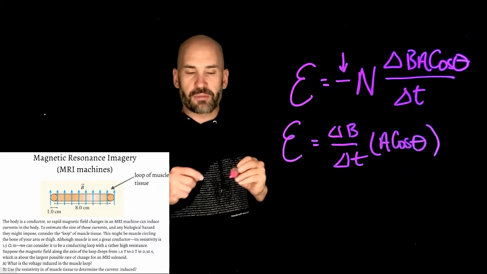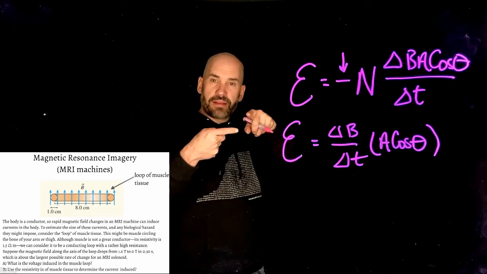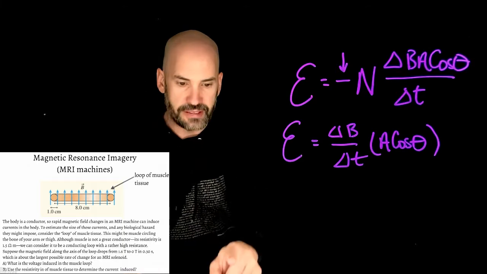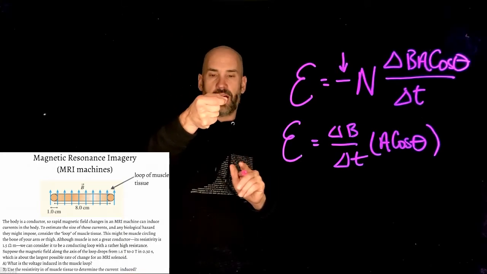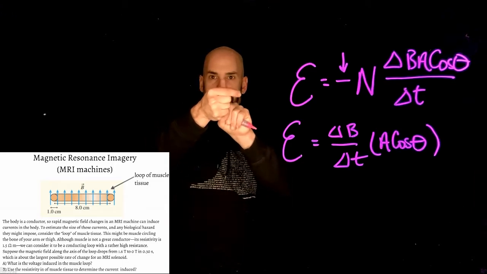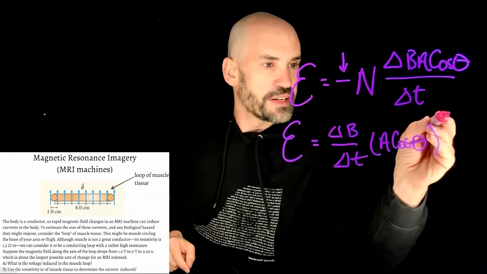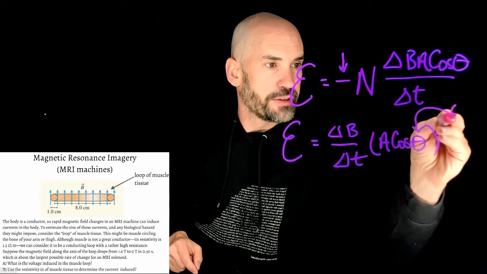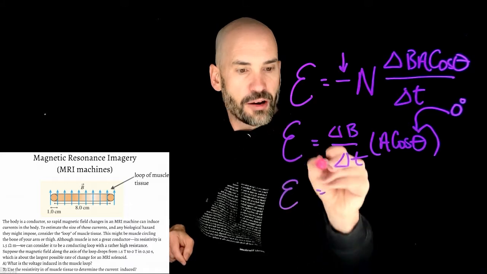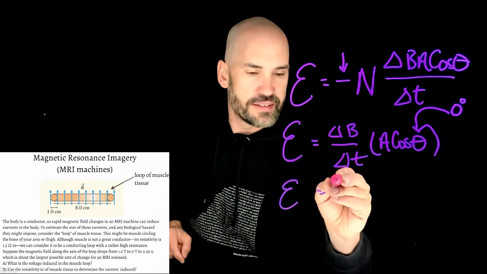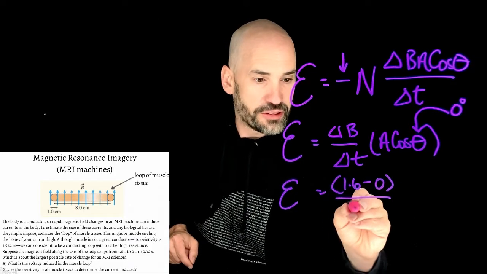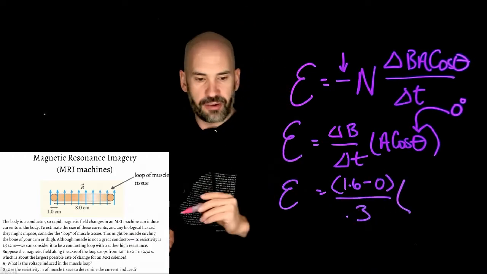And we're assuming in this problem that the magnetic field is actually perpendicular to the loop, as is shown in that picture. The loop is this way, and so the area vector of the loop is this way and the B field is this way. So in other words, we can just say that this is 0 degrees, which makes that just 1. So our change in B is 1.6 to 0. So that's 1.6 minus 0 over 0.3 seconds times the area, okay?